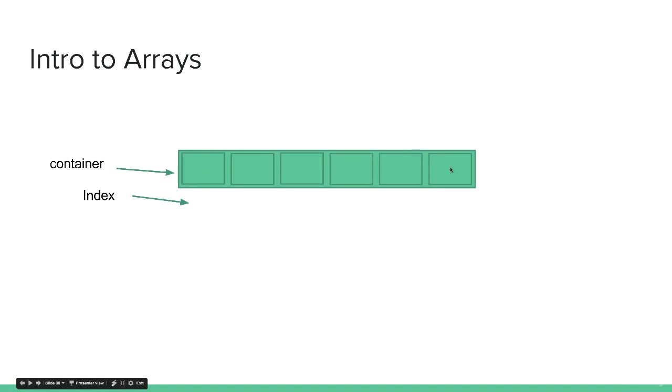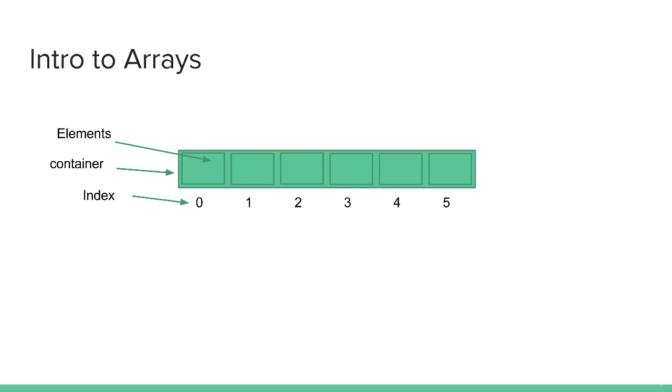But the beauty about this container containing smaller slots of variables, smaller slots in memory, is that each slot has an index. So the first one is going to be index 0, index 1, index 2, 3, 4, 5, 6, 7, and so forth, depending on how big this container is. These slots are called elements.